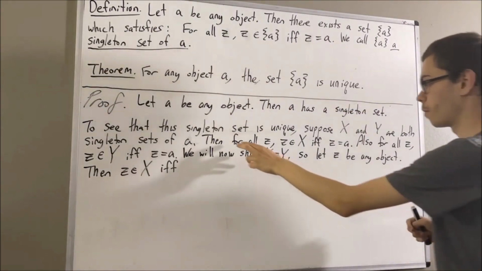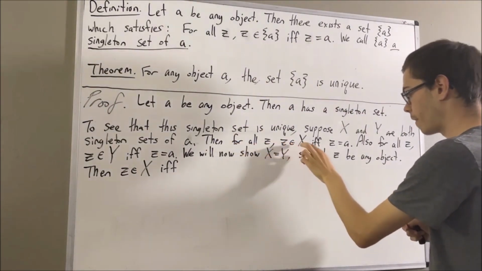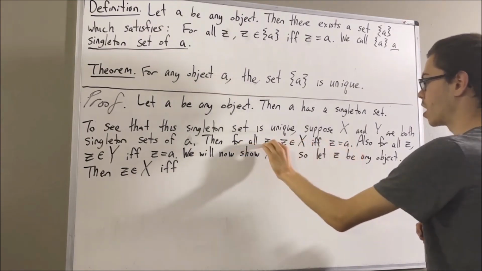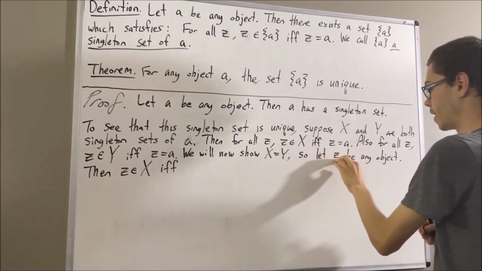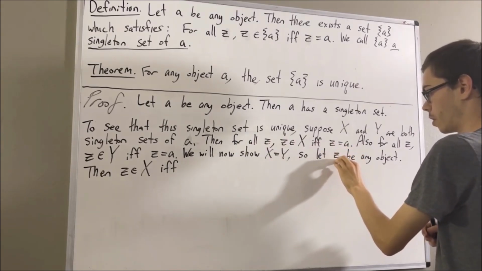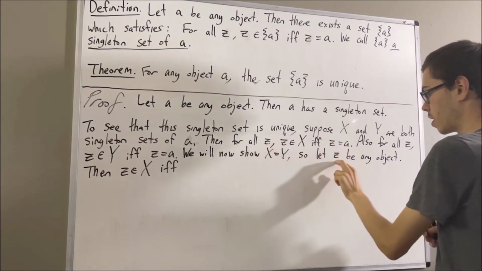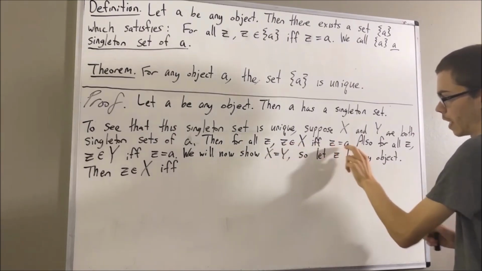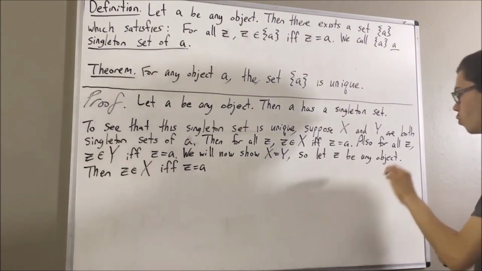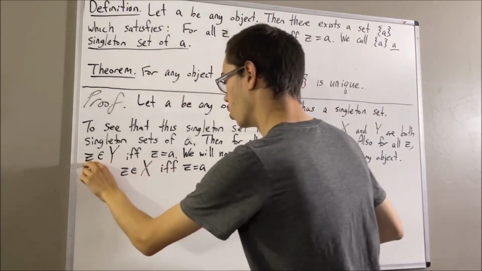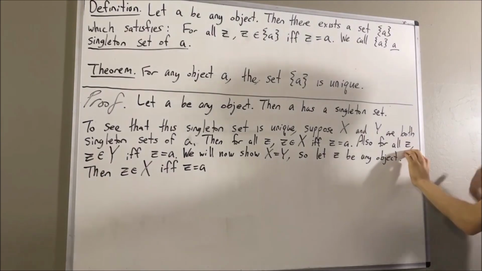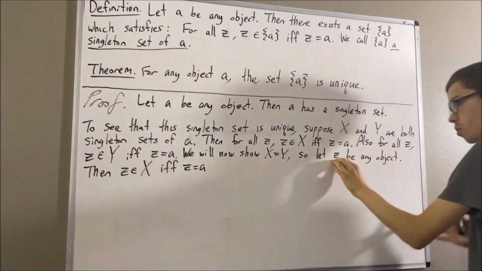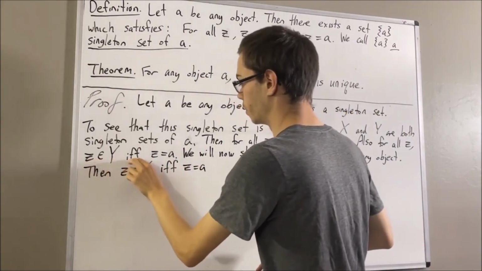Now, we know that for all objects Z, Z is an element of X if and only if Z is equal to A. So since this statement works for all objects, it must work for the object Z that we have here. So we can substitute this Z, and we have that Z is an element of X if and only if Z is equal to A. And similarly, we know that this statement right here works for all objects, so it must work for the object Z that we have right here. So Z is an element of Y if and only if Z is equal to A.